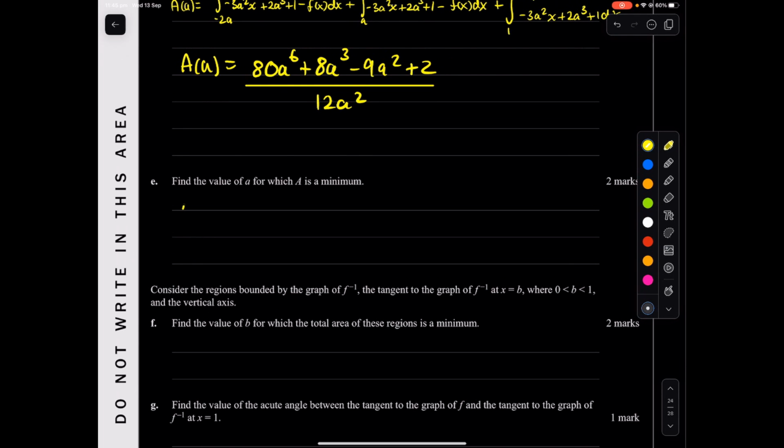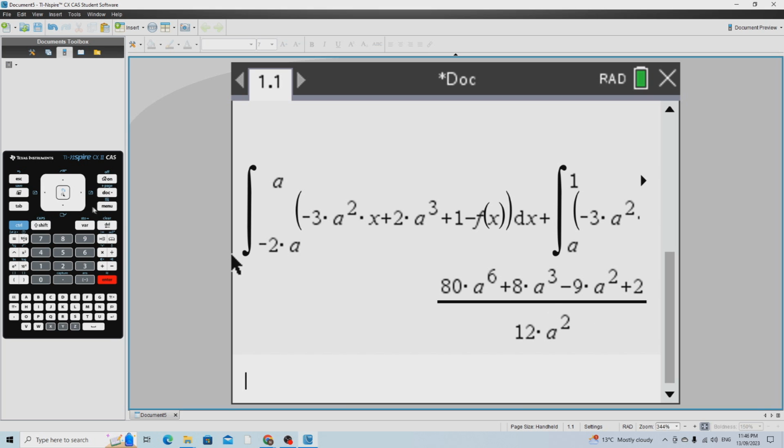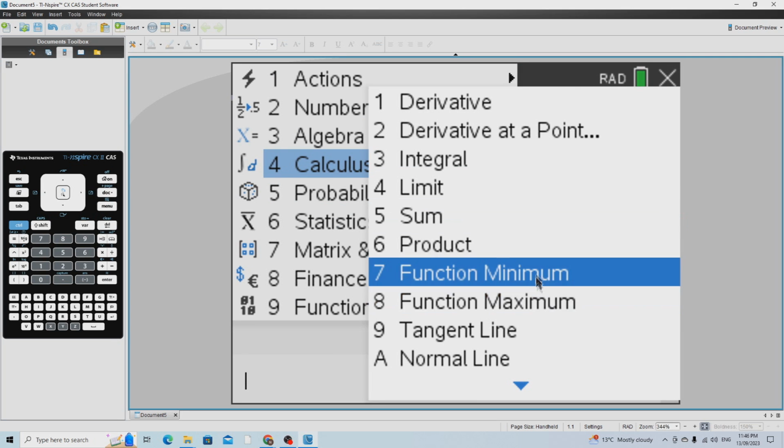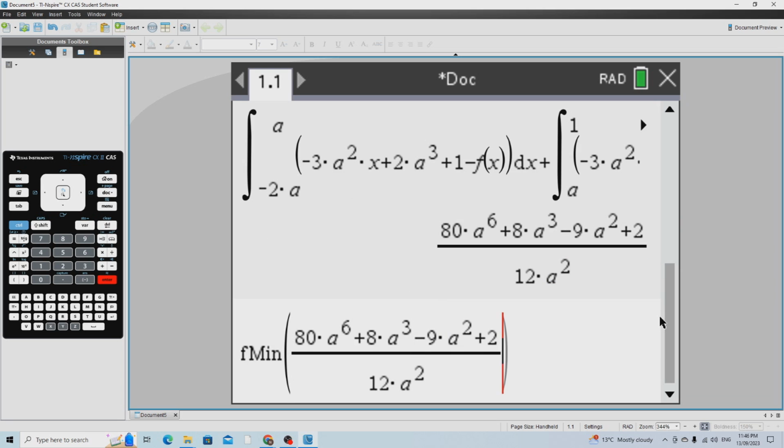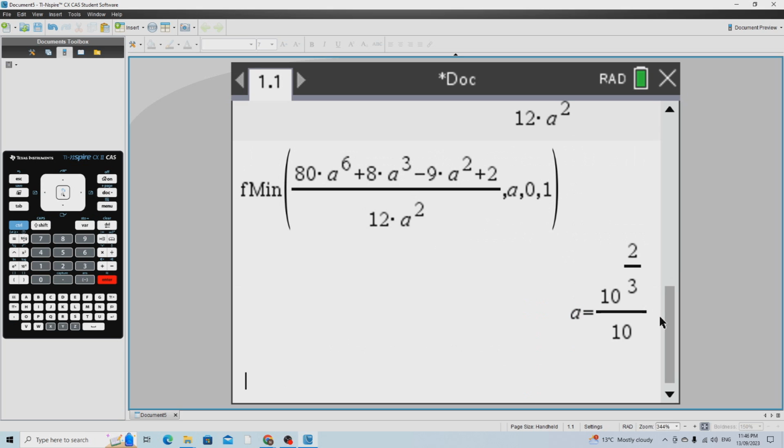Okay, so A prime of a must equal 0. For A to be minimum, I'm just going to do the easiest way. Go on menu, go on calculus, go to function minimum of this function over here, comma a, comma, what is the domain of a? Like, what can a be between? Well, here it says that a can be between 0 and 1. Enter. Aha, this is our value for a.